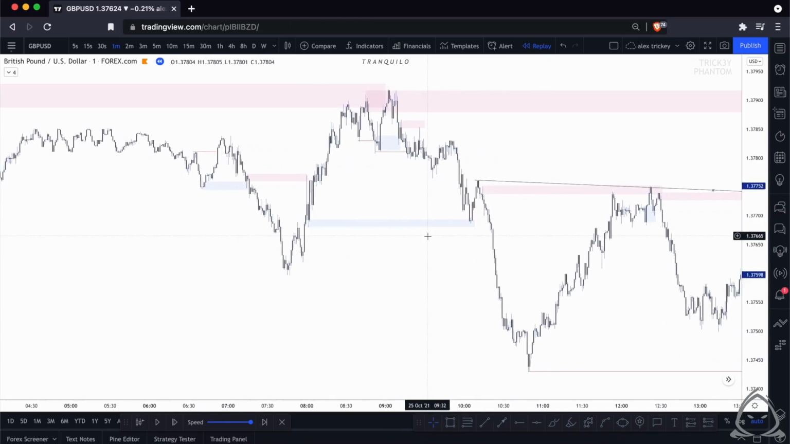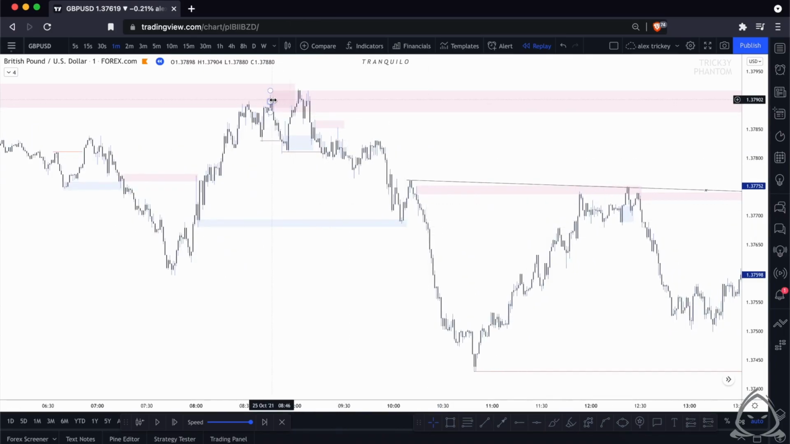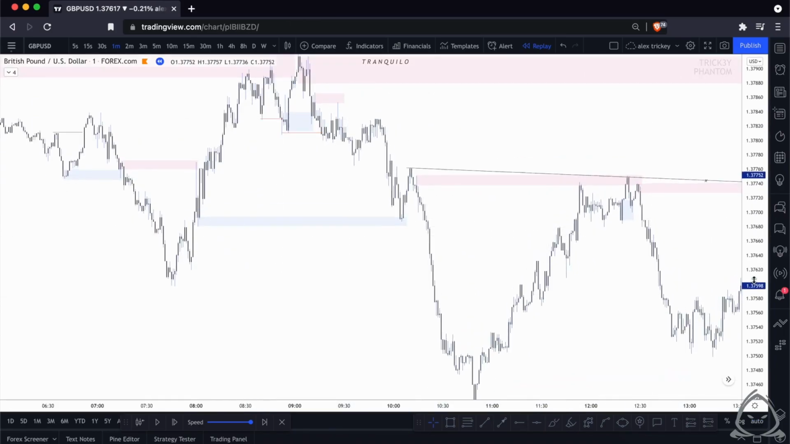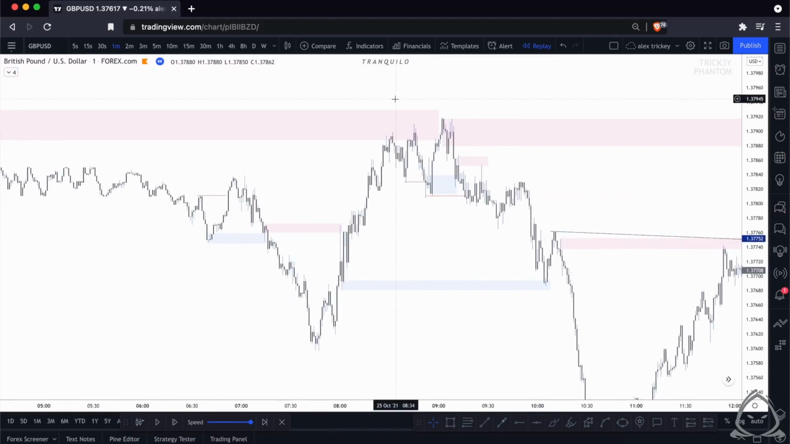And so this was the textbook sell I was mentioning before. We reacted to this 15-minute supply. We then have a change of character here that sweeps liquidity.